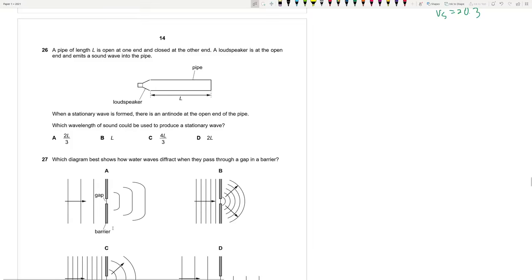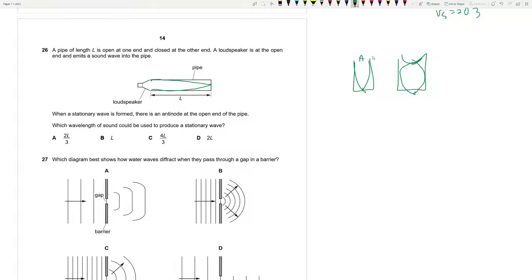26. A pipe of length L is open at one end and closed at the other. Now, a loudspeaker is at the open end and emits a sound wave into the pipe. When a stationary wave is formed, there is an antinode at the open end of the pipe. Which wavelength could be used to produce a stationary wave? Okay, so this is the first pattern. When one end is open and the other is closed, these are the patterns you'll be looking at. One of them is this, the other is this.